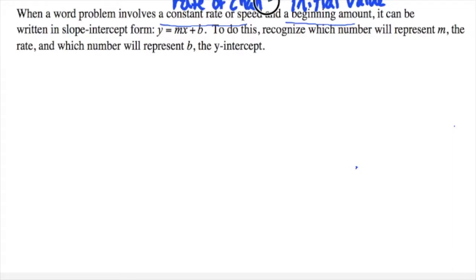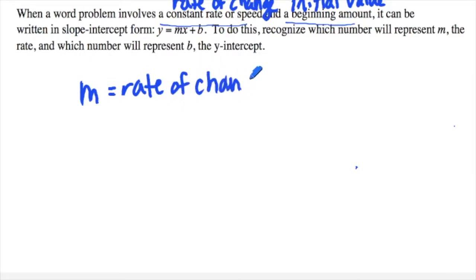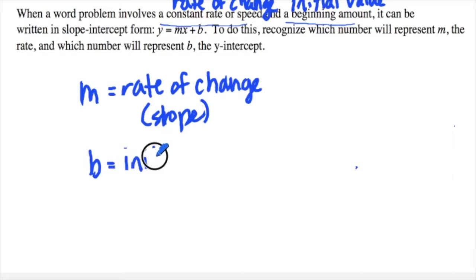So if you remember from when we were doing word problems before, we said that m is our rate of change, or how it's going to move. It's also known as the slope. And b is going to be our initial value, also known as our y-intercept.